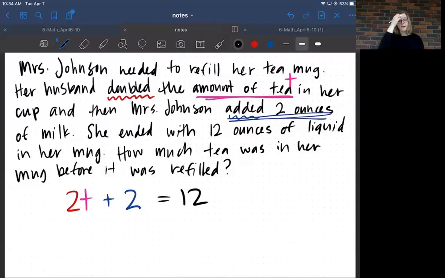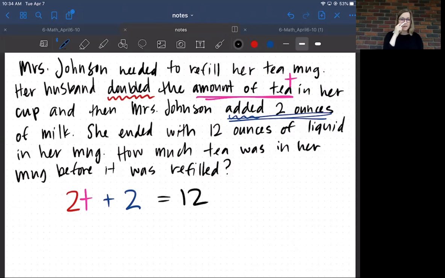So that was my writing my equation. I took each part, right? And so I'm thinking, what did I do to the variable? I figured out what is my variable. Well, it's the amount of tea that was already in my mug. And then what am I doing to it, okay? I doubled the amount. What does that mean mathematically? Multiply by 2. Am I doing anything else to it? Yeah, I added 2 ounces, okay? So what does that mean mathematically? I'm adding 2.